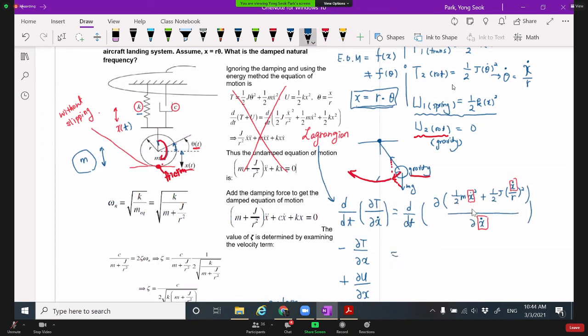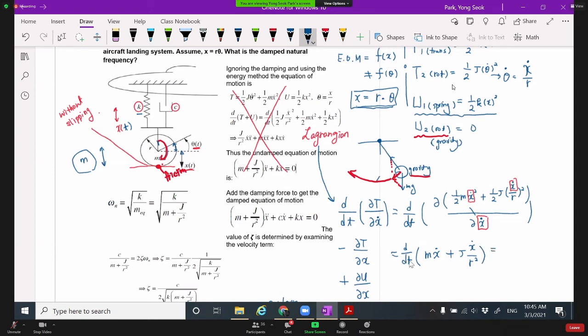So now let's do it. This one with respect to this. What is the answer when you do the partial derivative with respect to x dot? Tell me. m x dot, but since the variable is the same, you don't need to worry about anything in here, right? Plus, and the second one is what? J x dot over r squared. The r squared is constant, nothing to do with the x dot, isn't it?